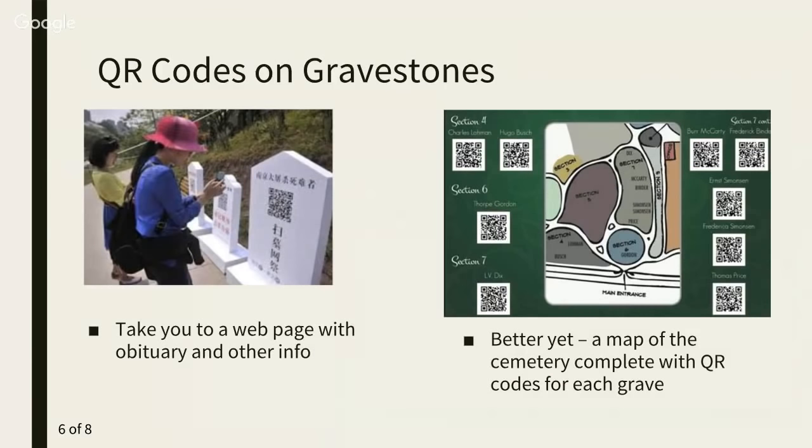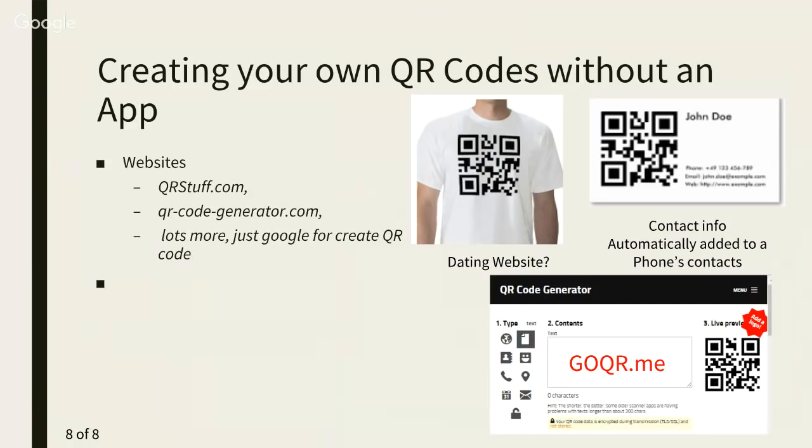Now, real genealogists say that it's destructive of a headstone to actually put it on the headstone, but to have it on some little plaque beside it or in a brochure for the cemetery, that's great. I think there was one at Mark Twain's gravesite in Connecticut that we went to last year. Okay. All right. So creating your own QR codes without an app.